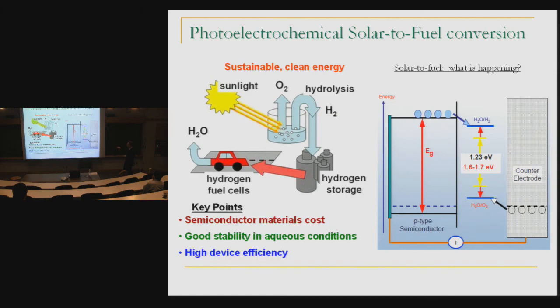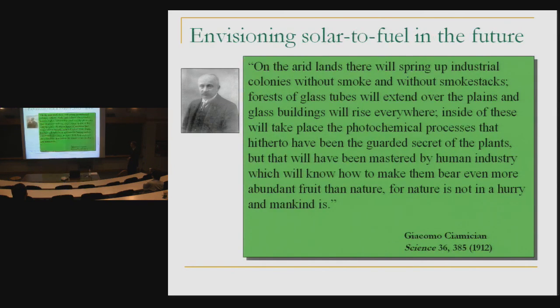And in this case, the energy of the band gap of the semiconductor material has to be bigger than the redox couple of the chemical reaction that you're aiming for. For water, the redox couple is about 1.23 eV. But it turns out that in order to actually get this chemistry to work, you have to have band gap energies of about 1.6 to 1.7 eV. These are overpotential conditions that you need. So what you're looking for are semiconductor materials that have this band gap range and are stable in water.